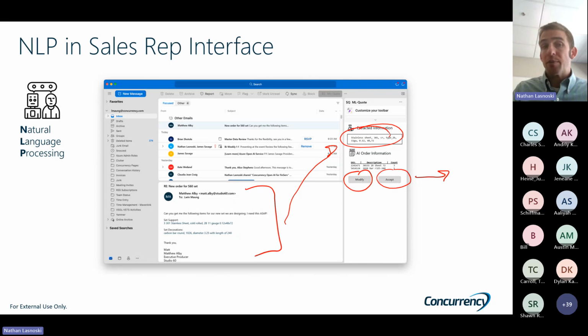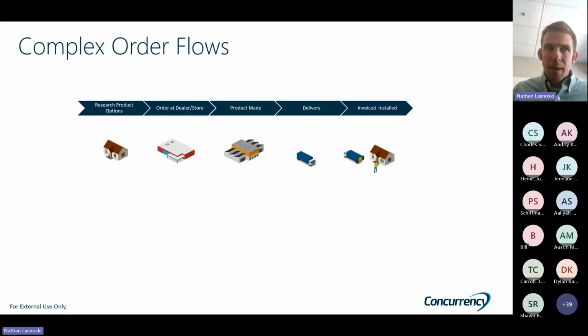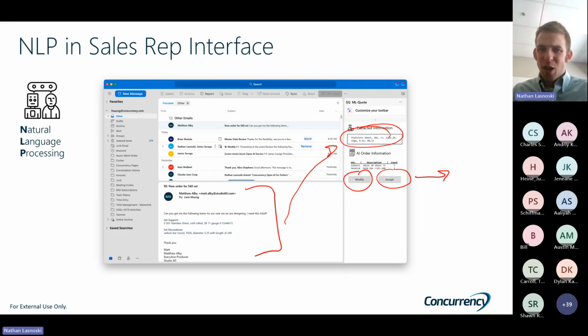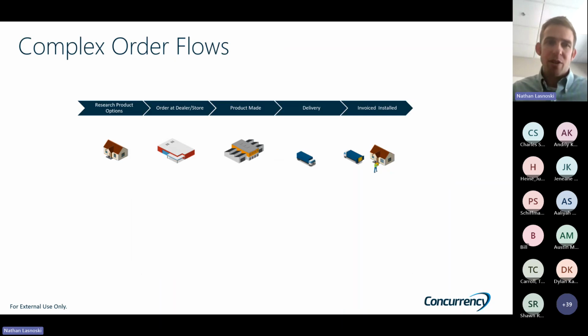The example I showed you was relatively simple, right? Here's some stuff in the email, now I'm putting it in, now I'm creating a quote. It's more commoditized. Let's think about a more custom scenario.